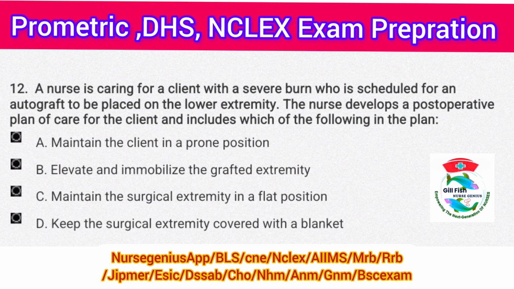Next question. A nurse is caring for a client with a severe burn who is scheduled for an autograft to be placed on the lower extremity. The nurse develops a post-operative plan of care for the client and includes which of the following in the plan? Option A, maintain the client in prone position. Option B, elevate and immobilize the grafted extremity. Option C, maintain the surgical extremity in a flat position. Option D, keep the surgical extremity covered with the blanket.